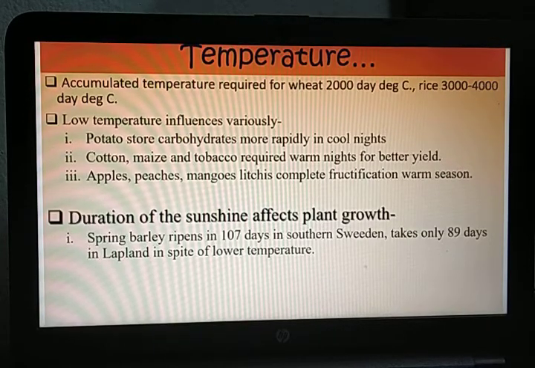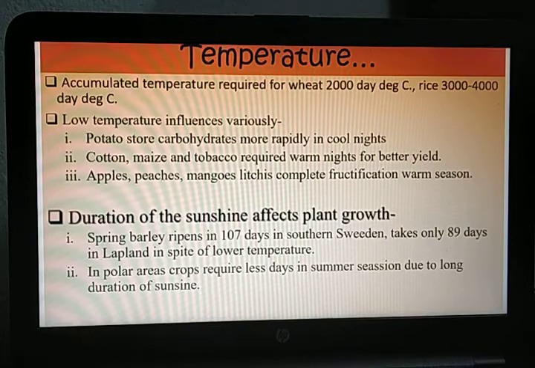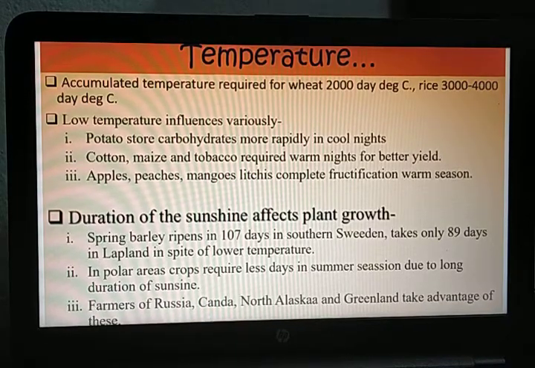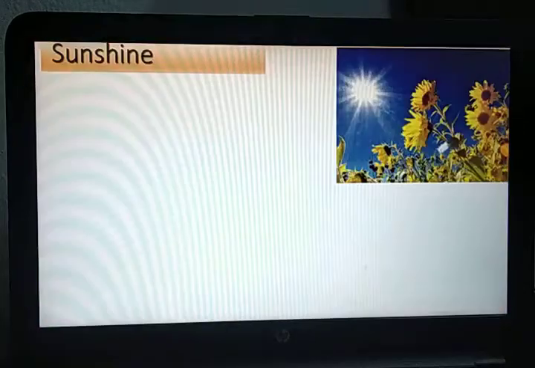So the crop depends on the duration of sunshine. If the duration of sunshine in a day is longer, it requires a minimum number of days. In polar areas, crops require fewer days in the summer season due to the long duration of sunshine. Farmers of Russia, Canada, North Alaska and Greenland take advantage of this. Though these areas are located in polar regions, the duration of sunshine in the summer season is maximum. That's why the crops are harvested in less time.